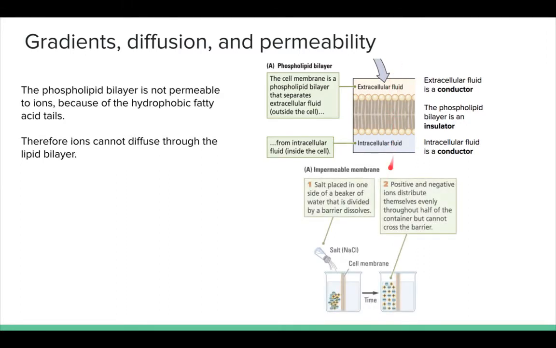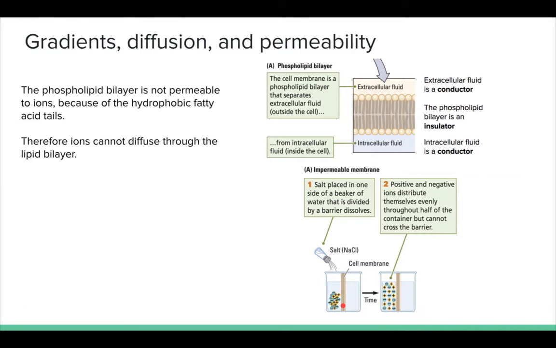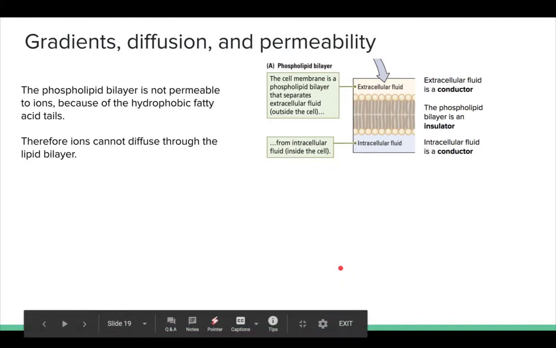So if, for example, we took a container again and we filled it with salt water, but instead this container is divided by a cell membrane. If we do that, the salt solution will eventually diffuse to fill one half of the container, but it won't be able to diffuse to the other half because the cell membrane is going to prevent the movement of any of these charged particles. All right? So that hopefully should be fairly intuitive, right? It's the same thing that we saw here.